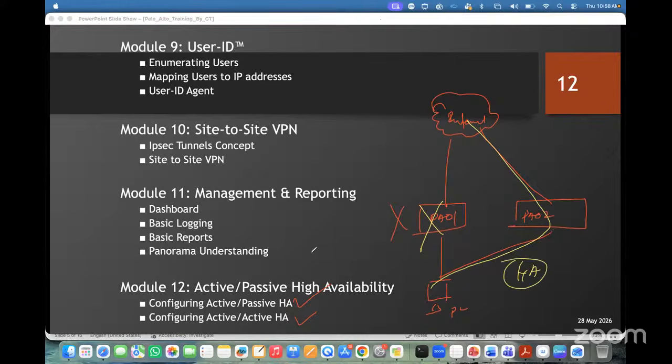In this, we have two modes, active-active and active-passive. Active-passive is more popular, active-active is less popular, but we'll do both deployments and we'll understand the key difference between these two firewall deployment methods. And this is the 12 modules we are going to cover.